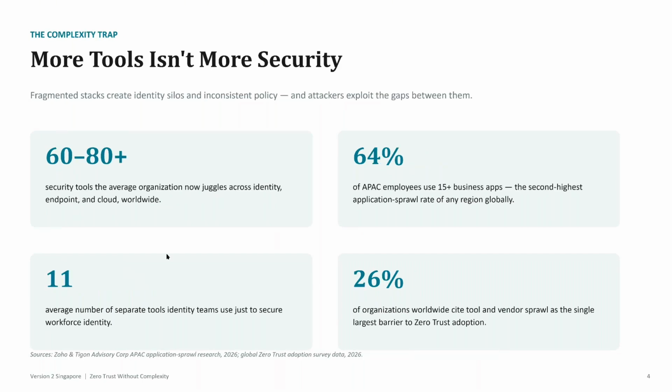So another point of view is the complexity trap. More tools doesn't mean it's more secure. Okay, sometimes yes, but sometimes no. 60 to 80 plus security tools is the average number an organization will use. Of course, it's not something big. Yeah, if it's something big, it won't hit that number. But there are so many mini tools, cloud security tools joined together. There will be really many tools out there.